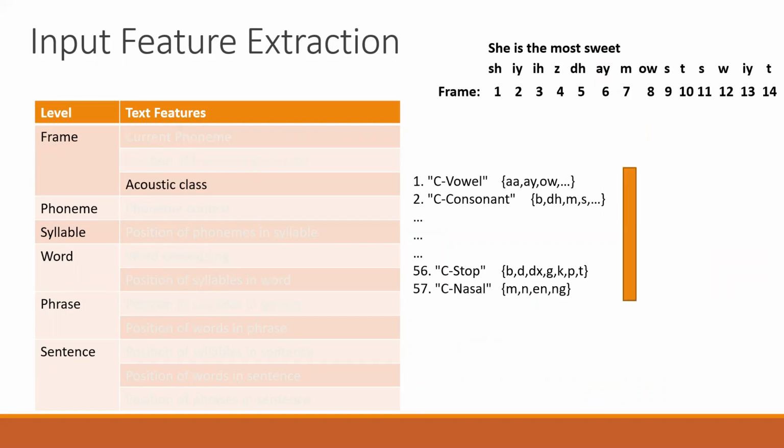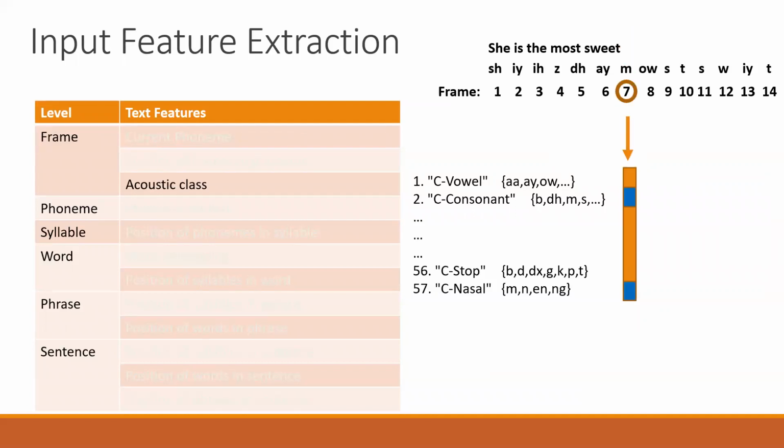Another example is about acoustic class features. The output of this feature is 57 binary vectors.